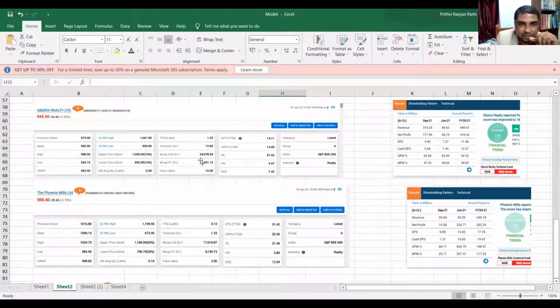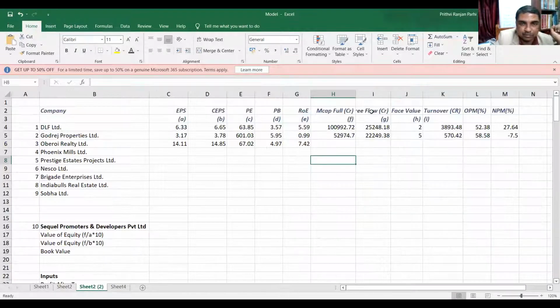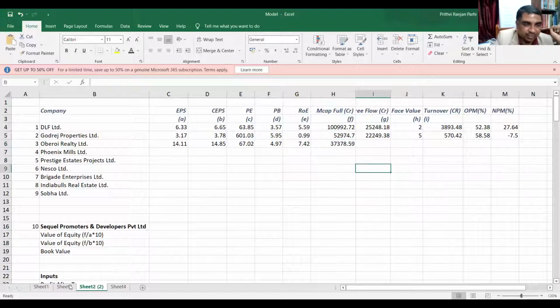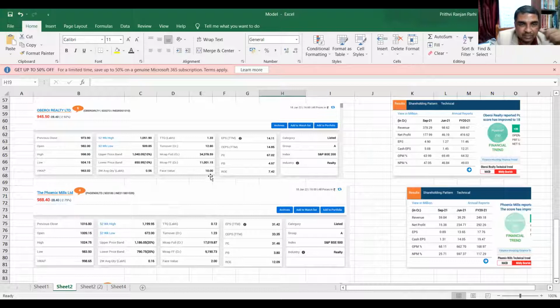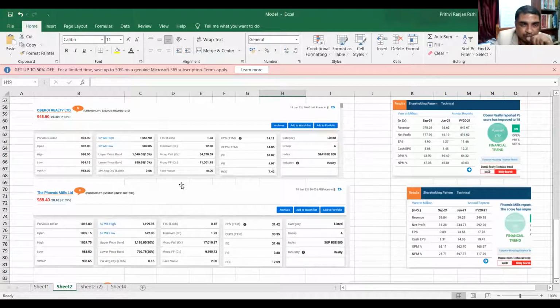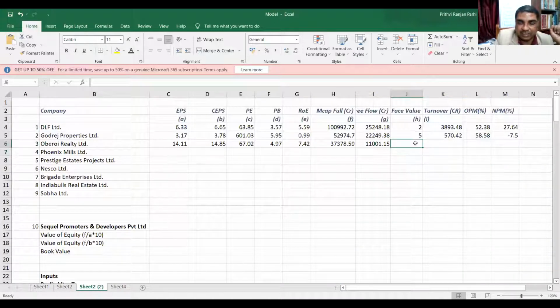Full market cap is how much? 37,378.59. And free float market cap is 11,001.15. Face value of equities also we need to find out. This is 10 rupees. Okay, you can take it. And what is the turnover?